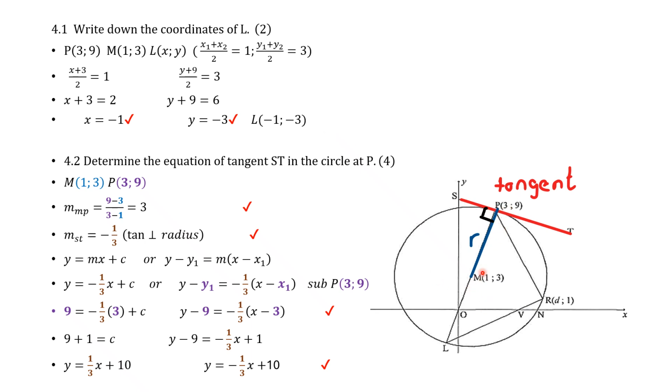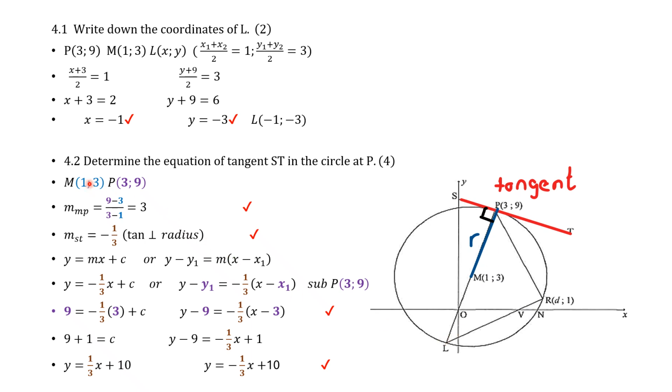3 minus 1 gives me 2. 1 minus 2 would then give me negative 1. 9 minus 3 would give me 6. 3 minus 6 would then give me negative 3. Right, so that's just another way of finding the coordinates of L.